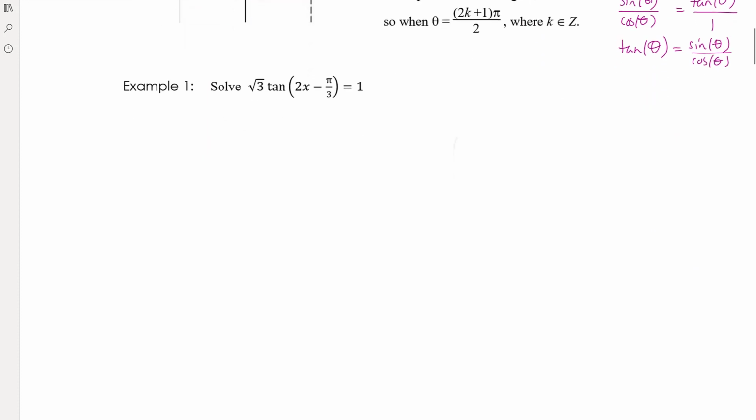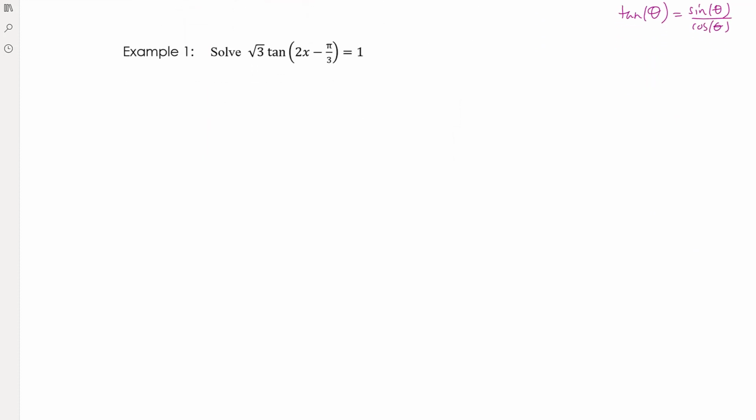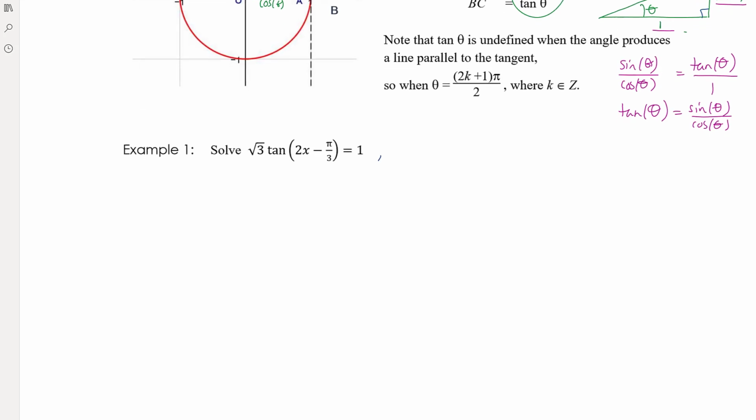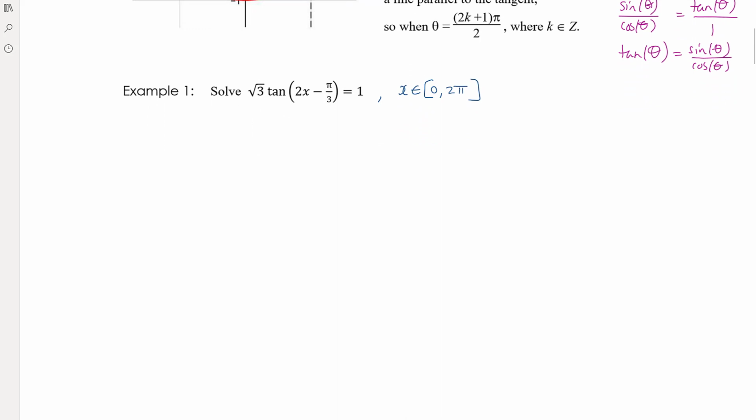Let's solve an equation and then have a look at the graph. The process is still the same: get the tan on its own, identify your exact value, identify which quadrants your solutions are in, and use your domain. We haven't been given a domain here, sorry, that's an error. Let's make the domain 0 to 2 pi.